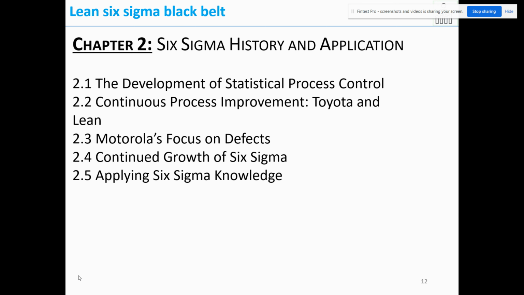So next we will see chapter 2, Six Sigma history and application. In that: the development of statistical process control, continuous process improvement, Toyota and Lean, Motorola's focus on defects, continued growth of Six Sigma, and applying Six Sigma knowledge.